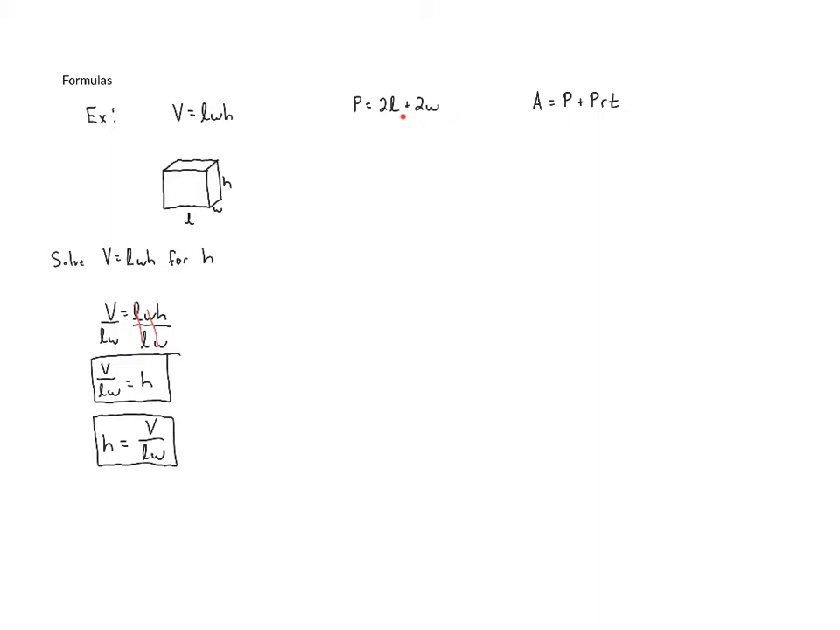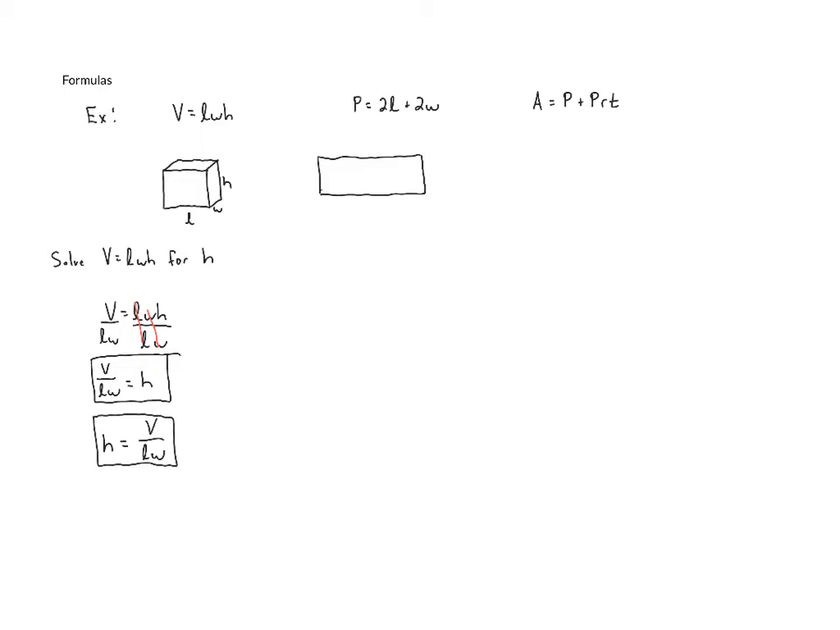The next one we have is P equals 2L plus 2W. Do you know what this is a formula for? It is the formula for the perimeter of a rectangle. I have not drawn the most perfect rectangle. My sides aren't completely straight, but hopefully you can tell that this is a rectangle.